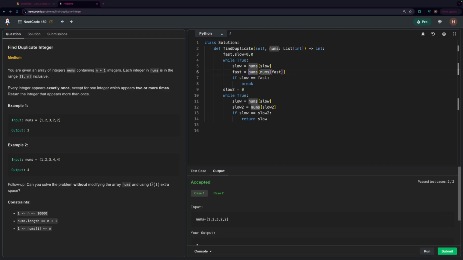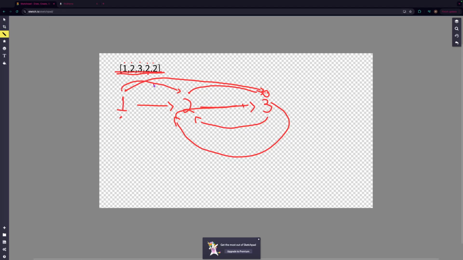But fast goes to nums fast. So we go nums 0, which is 1, and then nums of 1, which is 2, which is basically how you're incrementing twice. It's because you increment once here, then once in the outside here again. And then eventually at some point, these pointers are going to intersect, and that's how you know that there's a cycle. And then basically the second part of the solution, let me just control Z over here.